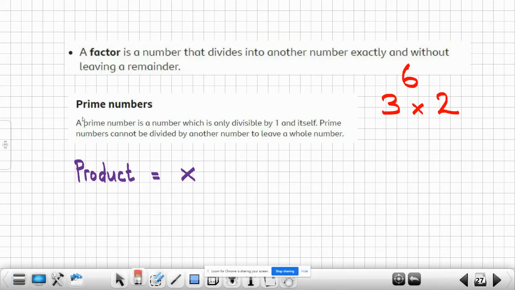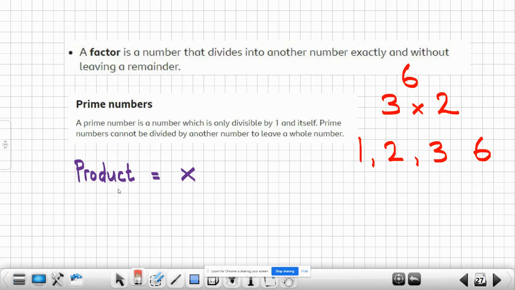So that's a factor, a number that goes exactly into another number, leaving no remainder. Okay, prime numbers. A prime number is a number that can only be divisible by 1 and itself. So it doesn't have any other factors. 6 can be divided by 1 and 6 can be divided by 6. Any number can be divided by itself and by 1. If there are no other factors, then that number is prime. But we've already discovered that 6 has actually got 2 and 3. So therefore, it is definitely not a prime number.